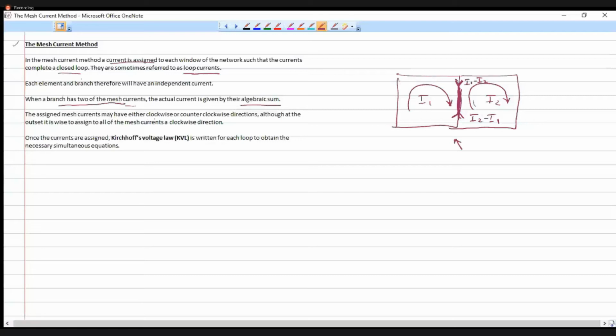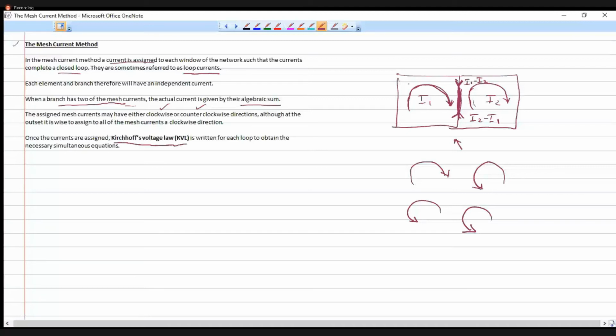Then the assigned mesh currents may have either clockwise or counterclockwise direction. Here I have shown both in the clockwise direction. It doesn't mean that I always have to take the clockwise direction. You can take one in clockwise and another in counterclockwise, only you have to assign the signs correctly, or you can take both in the counterclockwise direction. It's your choice. While discussing, I will naturally be inclined to take the clockwise direction, which you can follow. Then once the currents are assigned, we apply Kirchhoff's voltage law.